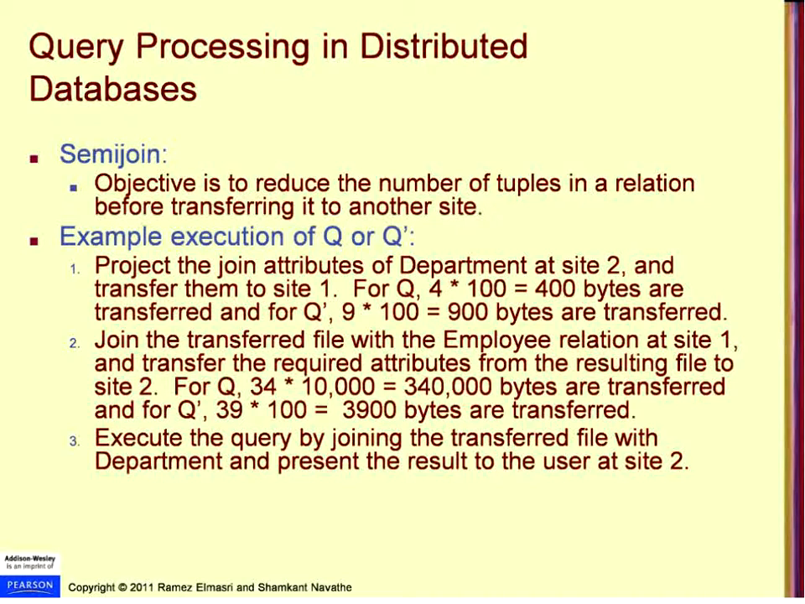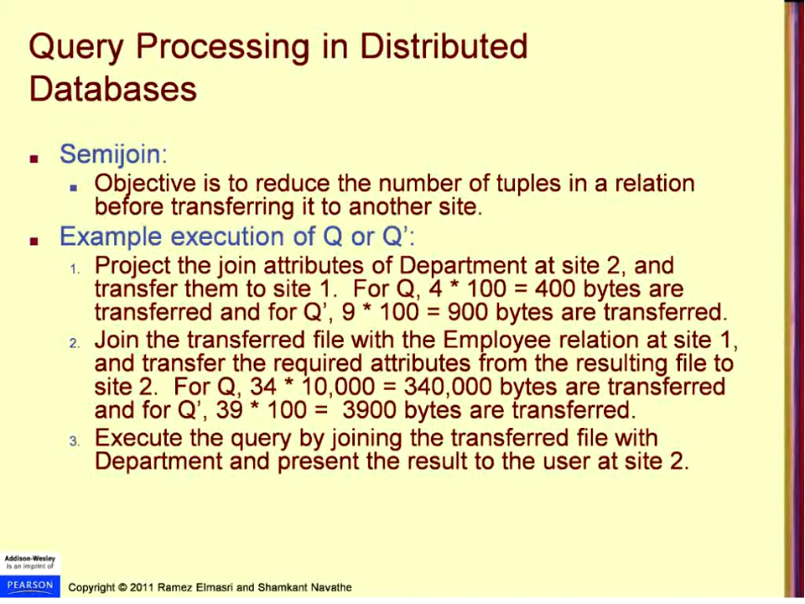Now join the transferred file with the employee relation at site 1, and transfer the required attributes from the resulting file to site 2. We know that site 2 is the result producing site. So you have got the attributes from site 2, you are joining them with attributes like first name and last name from the employee relation, and you are sending only the required attributes to the resulting site, which is site 2.